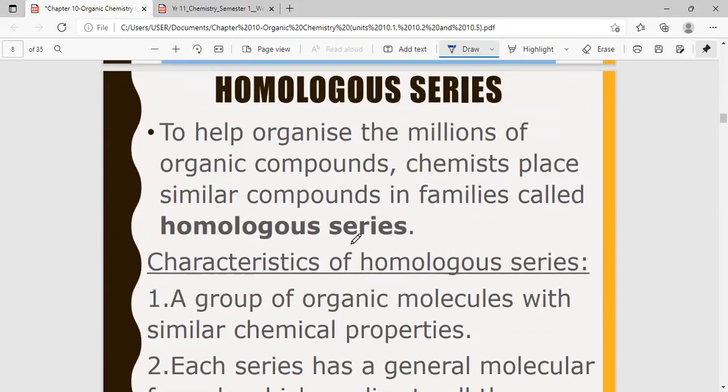Now let's move on to the next one, homologous series. When you look at organic chemistry, the introductory part, you will see that there are quite a few terms for you to know.